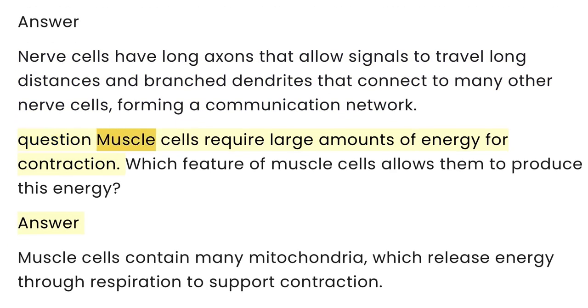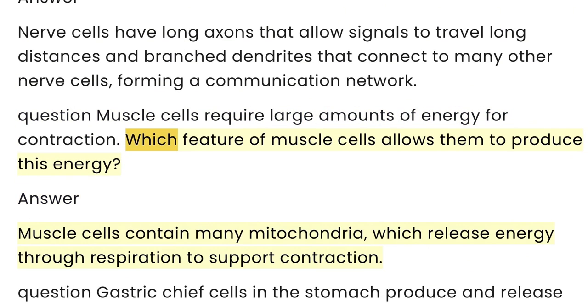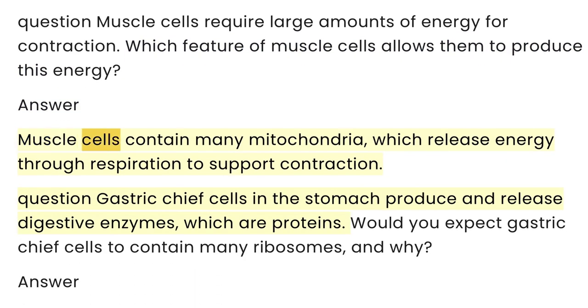Question: muscle cells require large amounts of energy for contraction. Which feature of muscle cells allows them to produce this energy? Muscle cells contain many mitochondria, which release energy through respiration to support contraction.